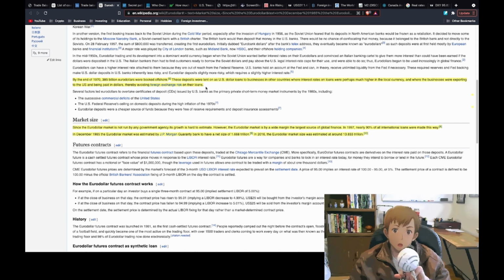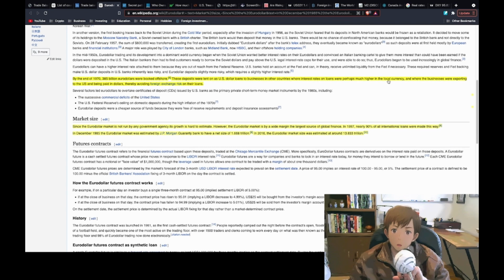These deposits were lent out as US dollar loans to businesses in other countries where interest rates on loans were perhaps much higher in the local currency, and where businesses were exporting to the United States and being paid in dollars, thereby avoiding foreign exchange risks on their loans.